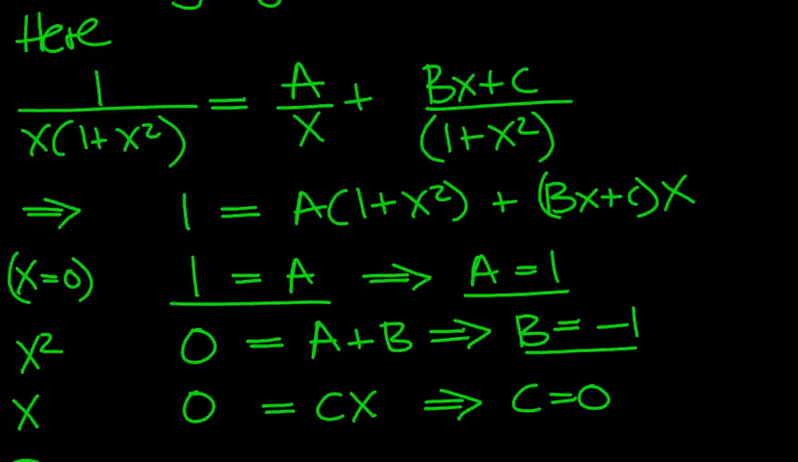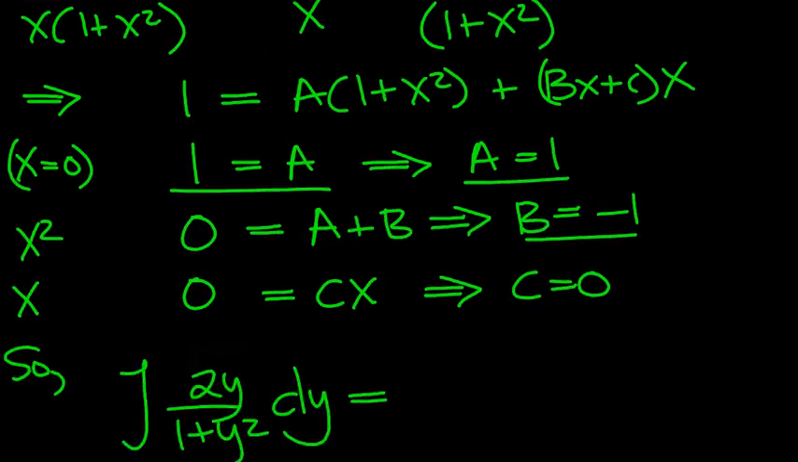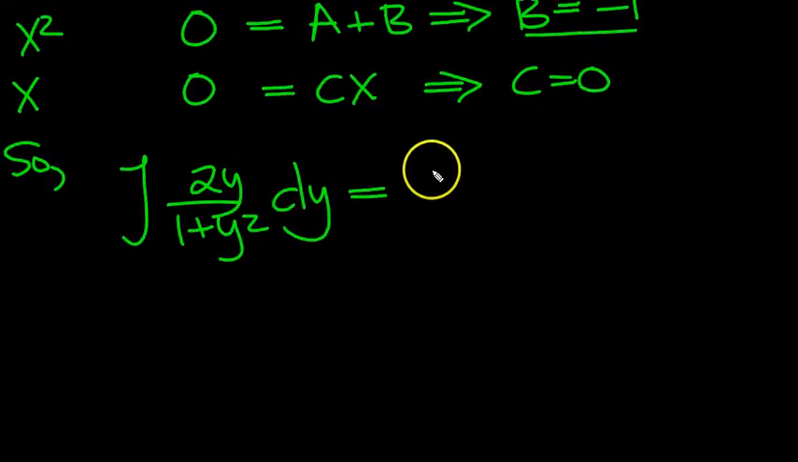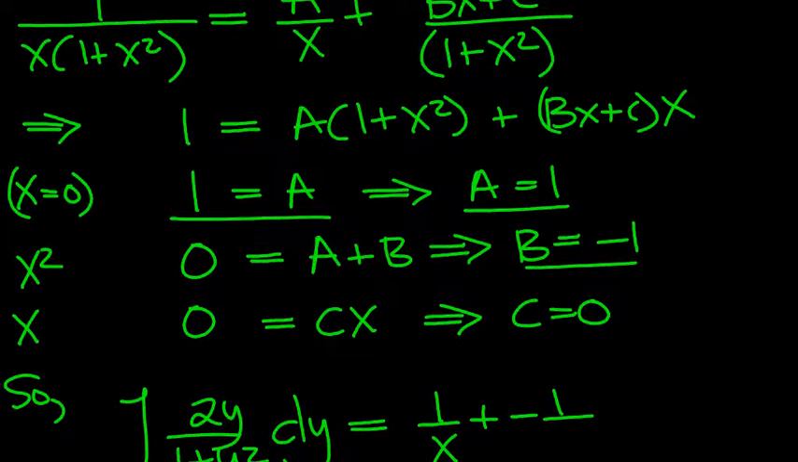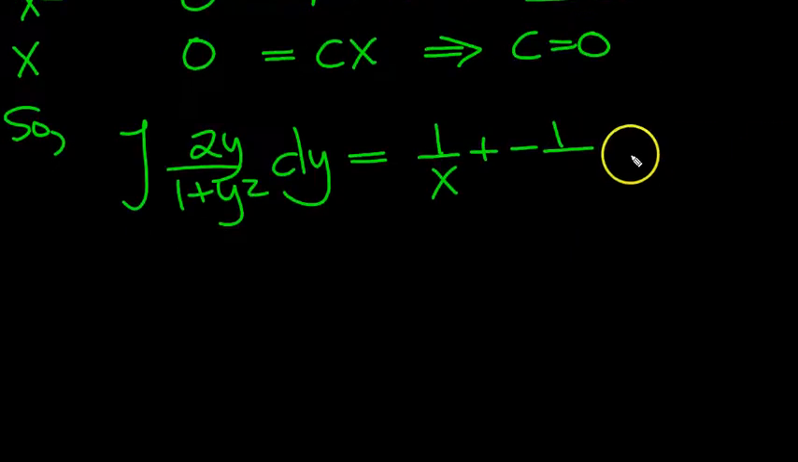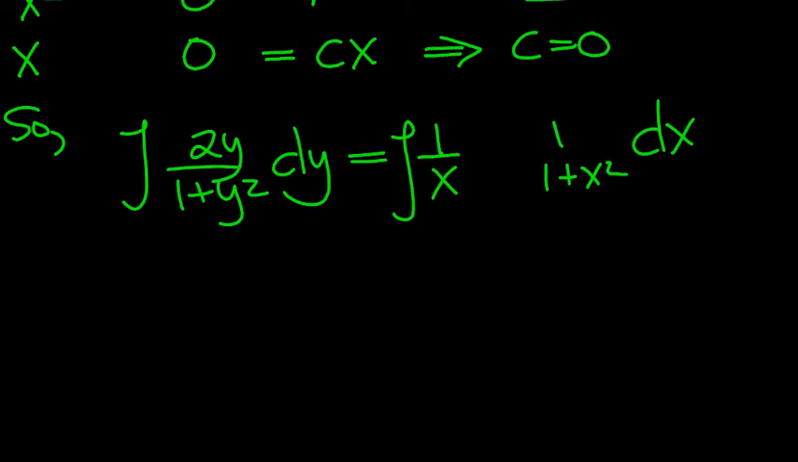A over x, did we say? On the right, plus Bx, C is 0, over 1 plus x squared. So A is 1, so that's 1 over x, plus Bx, which is minus 1 over, what was it? X squared plus 1 plus x squared, yeah? 1 plus x squared, integral dx. Plus and a minus is a minus, so let's just put that in properly. And that's a minus. So everything should be fine.